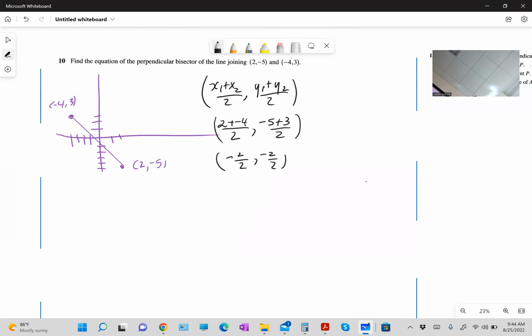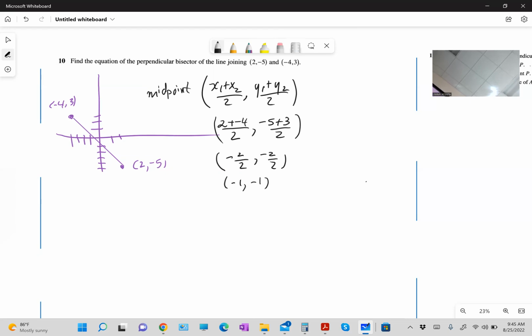My drawing is horrific, because there's no way that would have happened in my diagram. But anyways, that's what happens when you do sketches like that. Make sense, guys? So what's our midpoint? Yep, so this is our midpoint. Now, that's the first part.